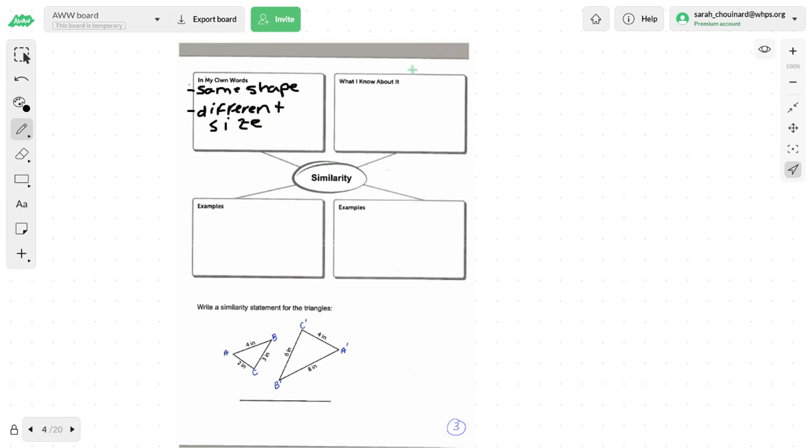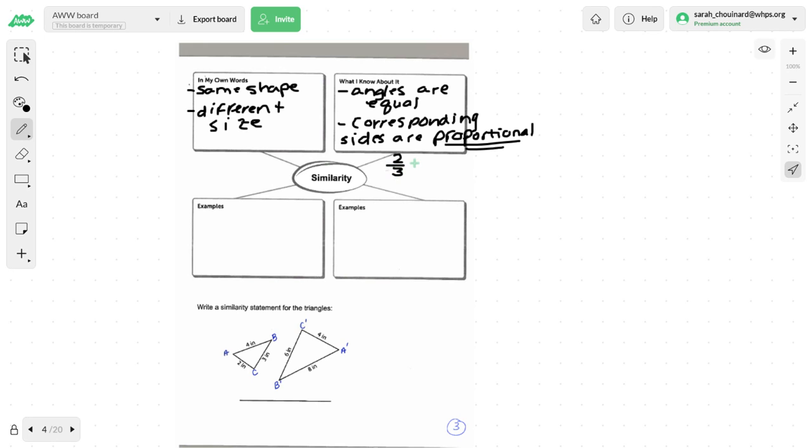And so what we know about similar shapes is that the angles are going to stay the same. So the angles are equal. What changes is the corresponding sides. So the corresponding sides get either bigger or smaller. So what we say is the corresponding sides are proportional. Meaning if we do a fraction, they're going to be the same.